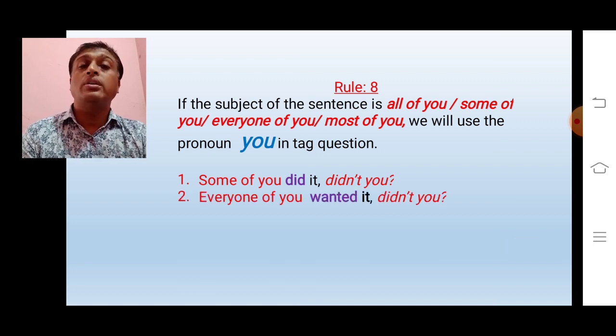Every one of you wanted it. Here verb is wanted. It is verb 2. So I have written did as the auxiliary verb of this statement. As this sentence is a positive statement, I have written here not. And as the subject of this sentence is every one of you, I have written you in lieu of every one of you. So the answer of this sentence is didn't you.